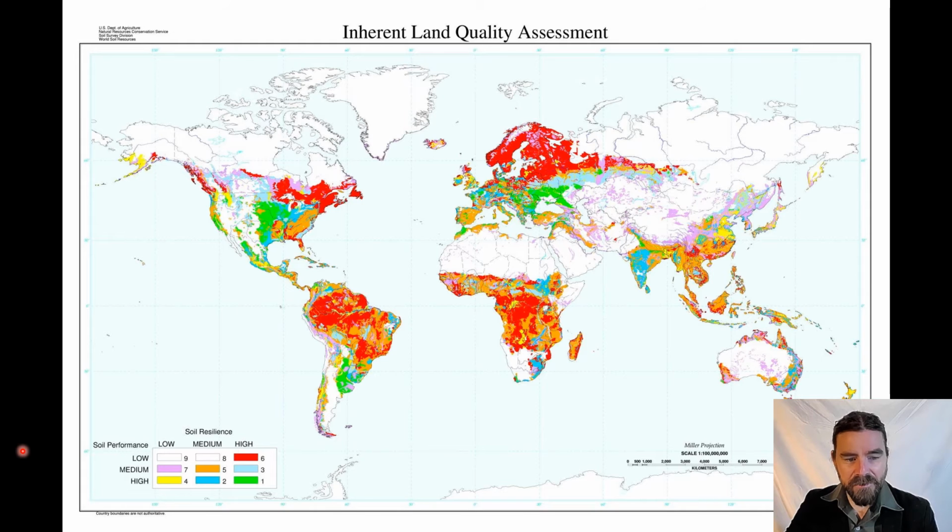So this is a thematic map, showing themes. The colors represent data. I'd probably need to know a bit more about what soil resilience and soil performance are to be able to say much more meaningful stuff about that map.